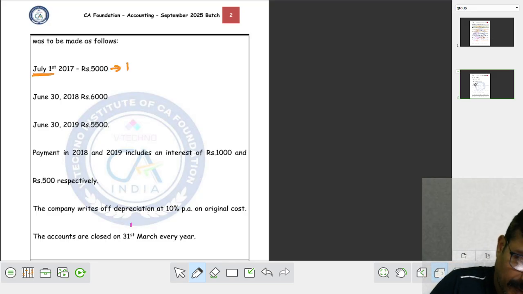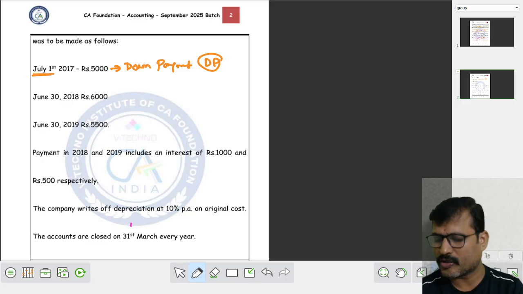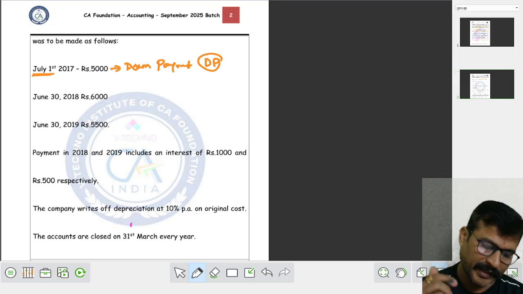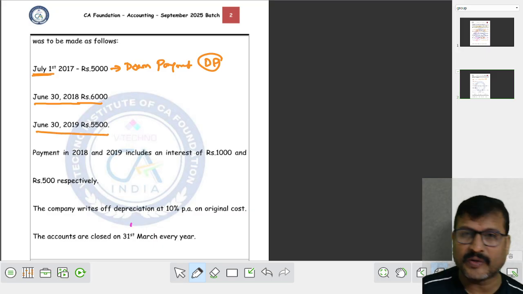This is nothing but a down payment. You have heard of DP, right? Down payment. Whenever we purchase a scooter or a car, the showroom owner asks for a down payment. That is what they paid. Then, on 30th June 2018, exactly after 1 year, they paid 6,000. On 30th June 2019, they paid 5,500.